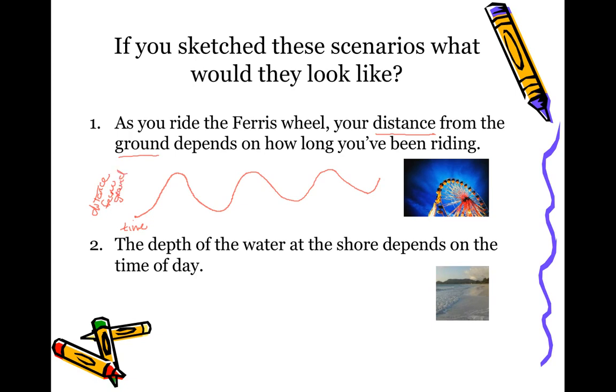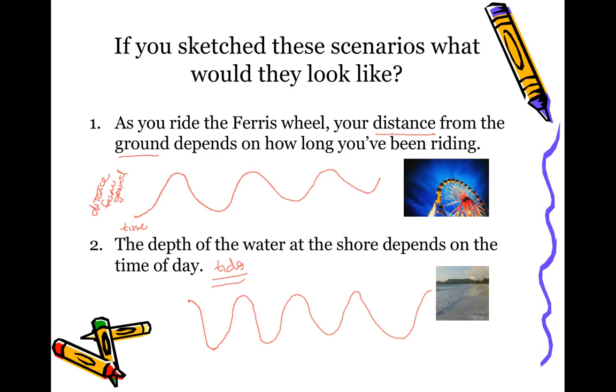What about this? The depth of the water at the shore depends on the time of day, right? This is looking at tides, like high tide and low tide. So maybe at high tide, it's up here. And then it gets to low tide at some point. And then it's going to go back to high tide and back to low tide. And it has this repeated cycle that it always follows, right? So this is the depth of the water versus time.